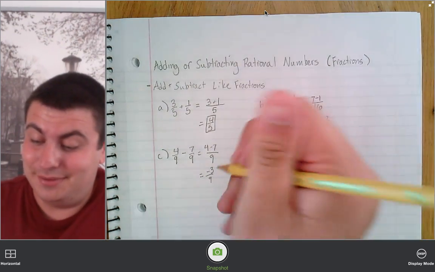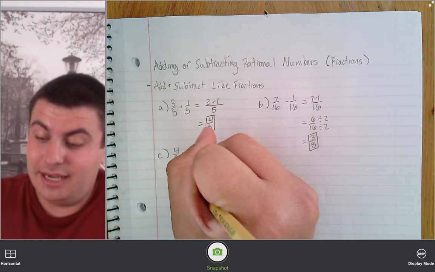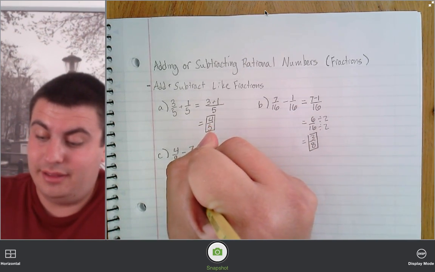What we're going to do is we're then going to reduce. We can divide both by 3, and we're left with -1/3.